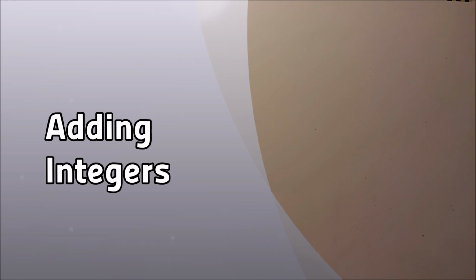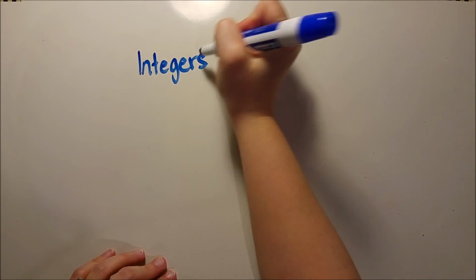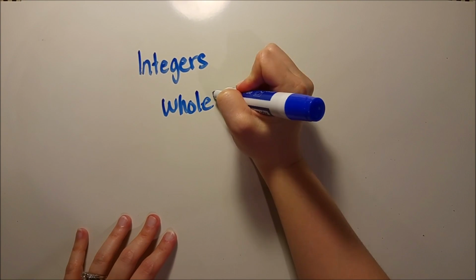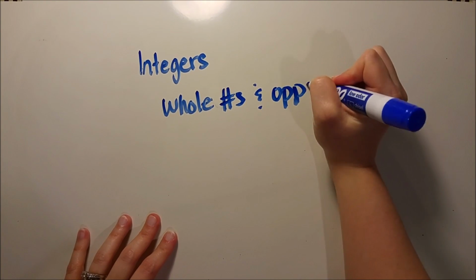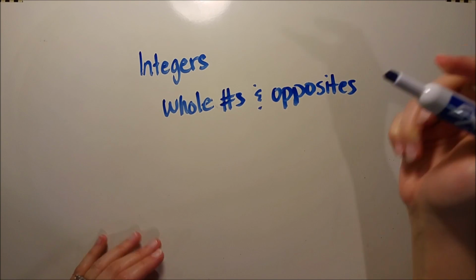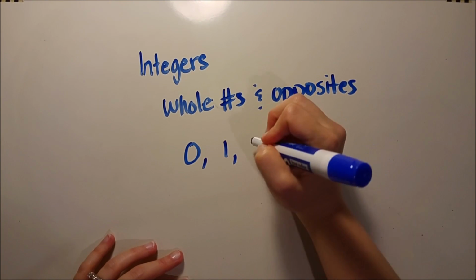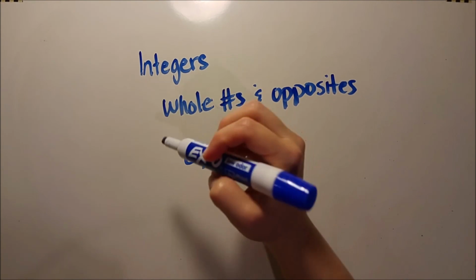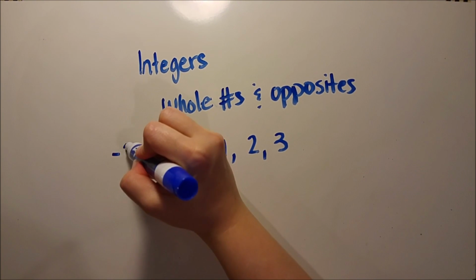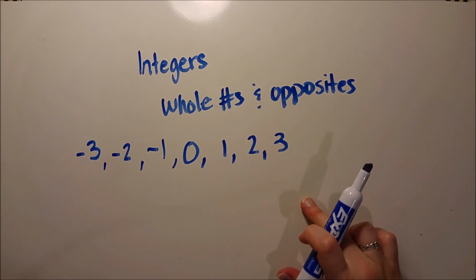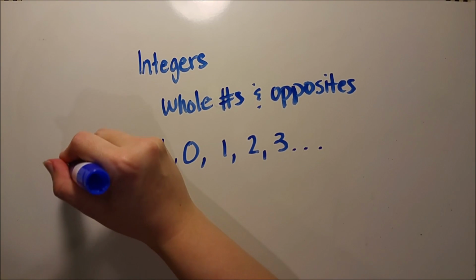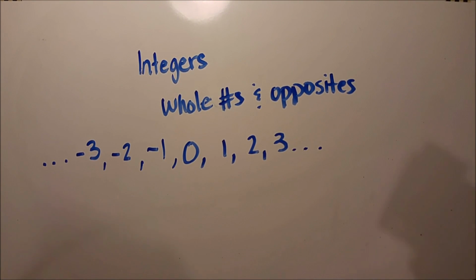Last week on Wednesday, we reviewed the real number system, in which we talked about how integers are all of the whole numbers and their opposites. So 0, 1, 2, 3, but then also -1, -2, -3. These are all of our integers, okay? And then continuing on, of course.